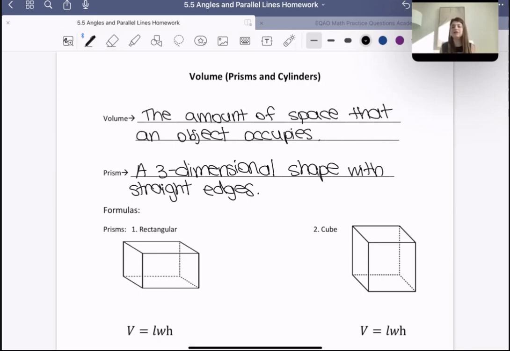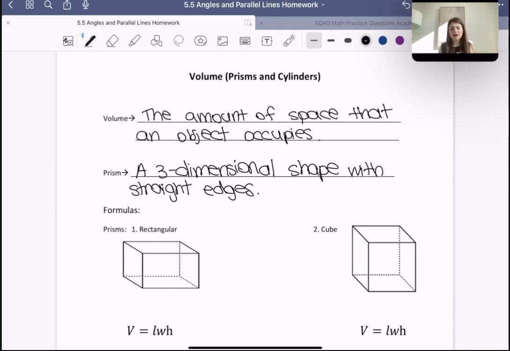But a cylinder is not considered a prism because a cylinder doesn't just have straight edges, right? The cylinder has a circle base, and a circle does not have straight edges, right? Or same with a cone we talked about. Well, a cone doesn't have straight edges, right? A cone also has a circle base, right? And so those are some examples of non-prisms.